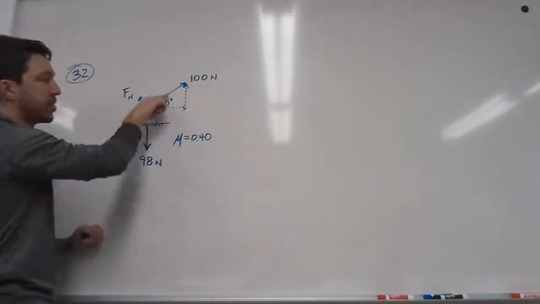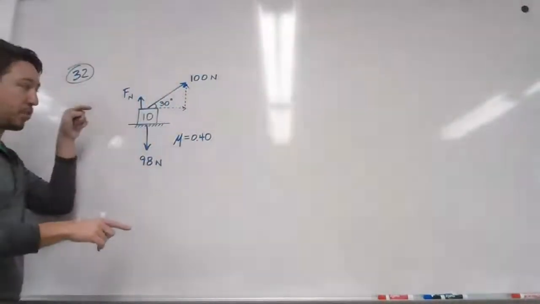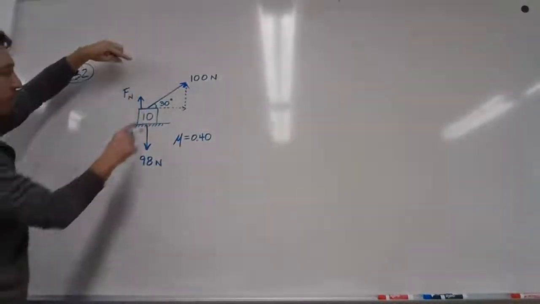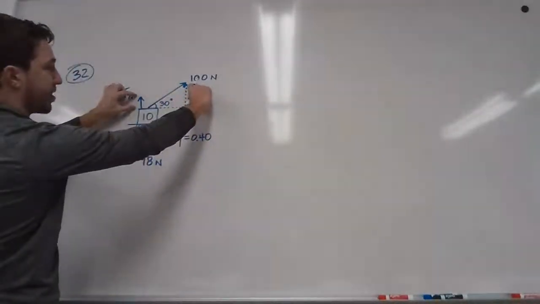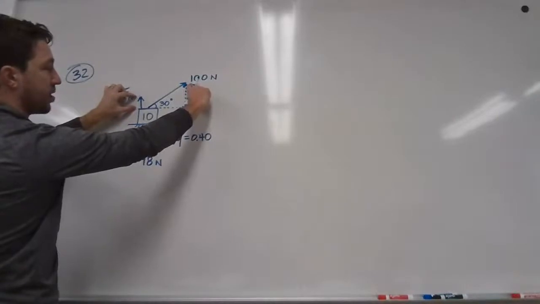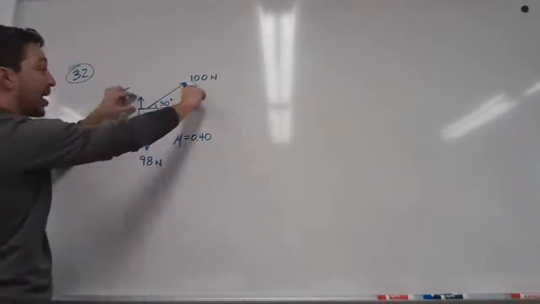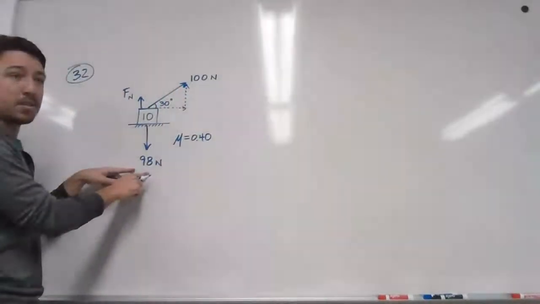Well, this vector does two things, right? It pushes the block to the right, but it also lifts the block. So what has to be true about these two vertical vectors? Is the block going up or down? They have to add up to 98. Everyone okay with that?